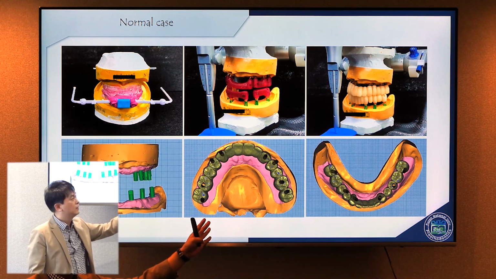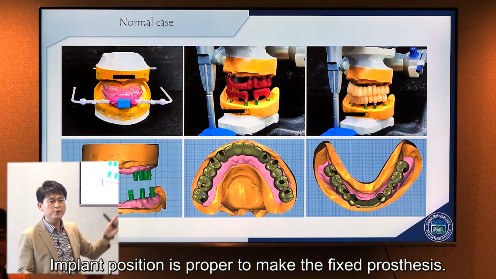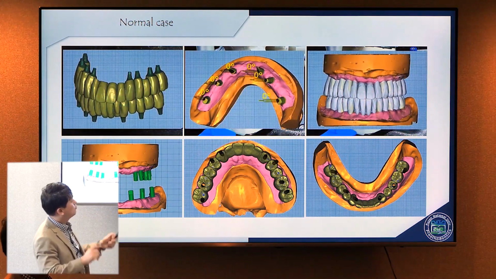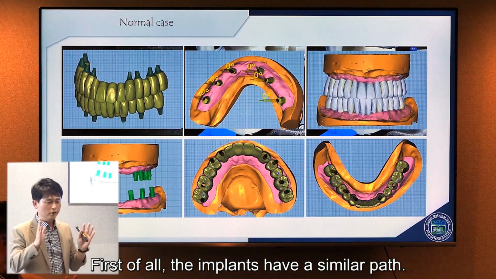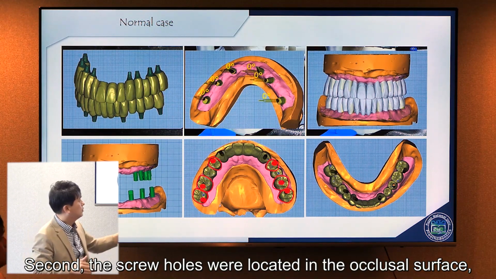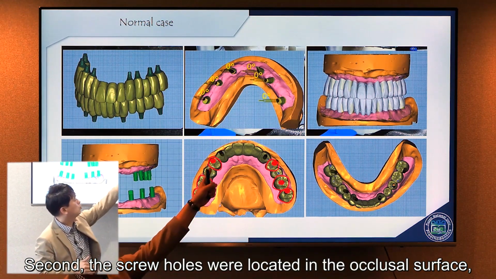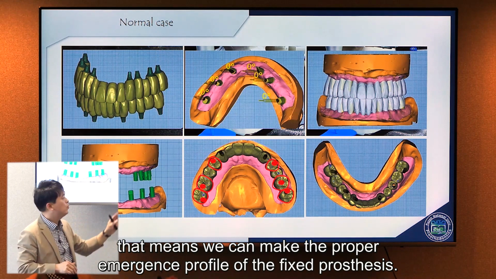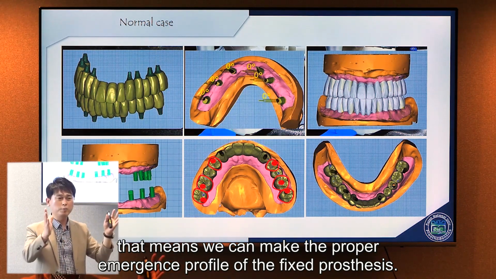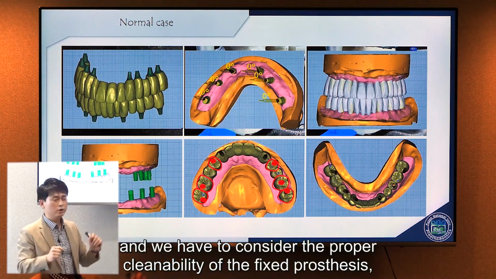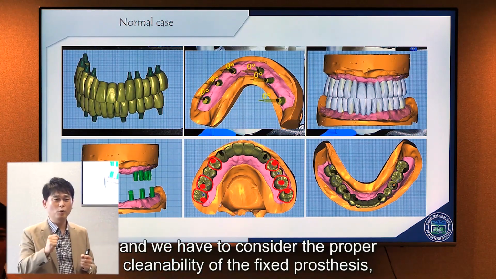Why? The implant position is proper to make the fixed prosthesis. Look at this occlusal part. First of all, the implants have a similar path. Second, the screw holes were located in the occlusal surface. That means we can make the proper emergence profile of the fixed prosthesis. We have to consider the emergence profile and then the embrasure space between the teeth. We have to consider the proper cleansing of the fixed prosthesis.